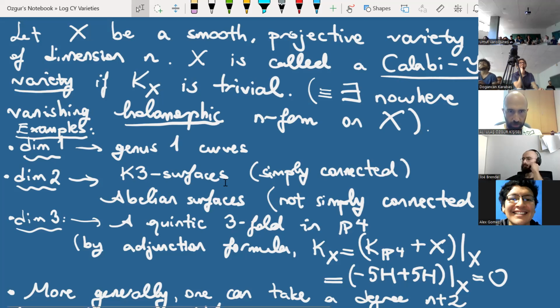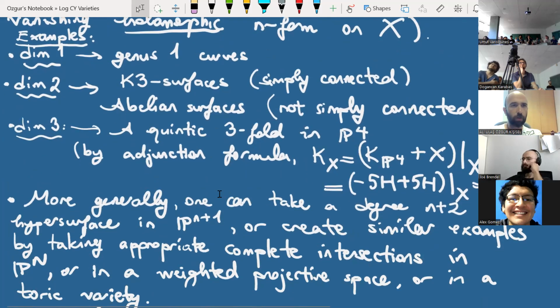I'm not suggesting that this is the whole list. So in dimension three, one classical way to produce an example is to take a quintic threefold in P4. Now, we can see that this must be a Calabi-Yau by the adjunction formula, because K_X would be the canonical class of P4 plus X restricted to X. But K_P4 is minus 5H and X is quintic, so as a divisor it is linearly equivalent to 5H in P4, so the sum is 0.